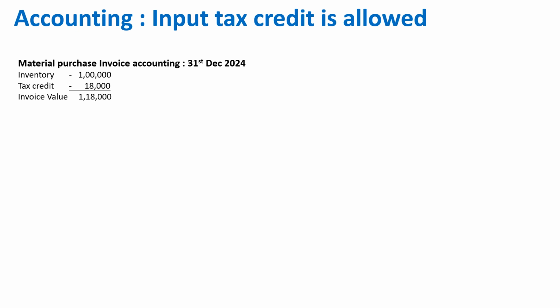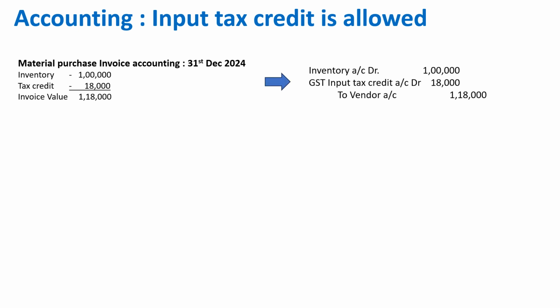So what is the accounting entry here? Inventory account debited 1 lakh, GST Input Tax Credit account debited 18,000, to vendor account 1,18,000. Now the GST we have accounted here will be reported under assets in the balance sheet, right? Because it is just like a prepaid expense, right? You have paid in advance to the government, you will be adjusting with the GST liability.